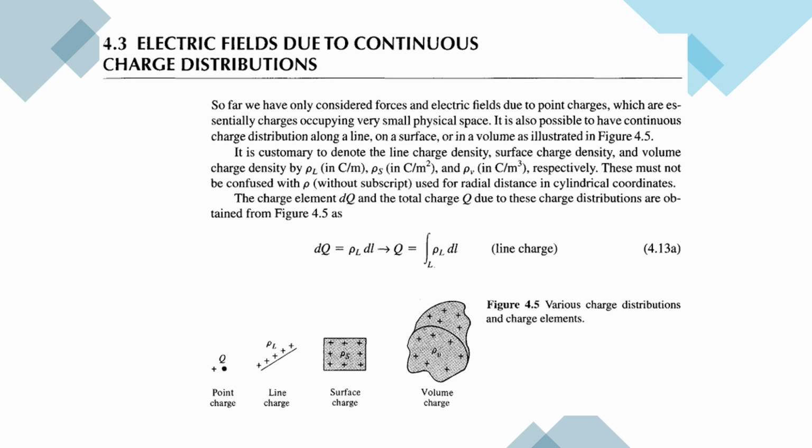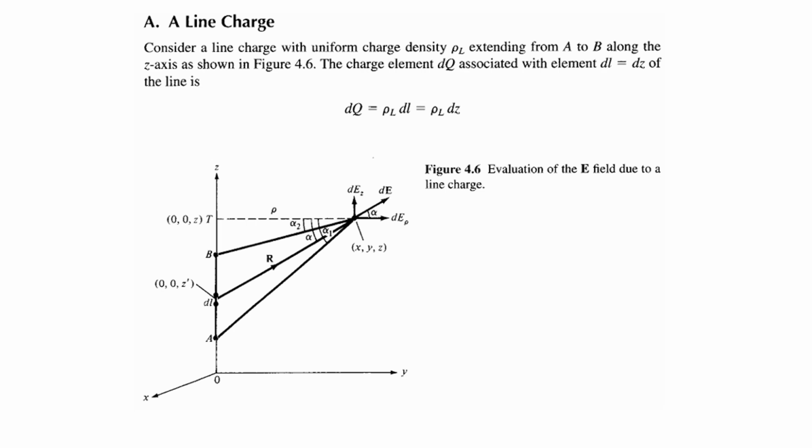Since we know the field intensity due to a small particle charge, suppose dq is a small charge. Because of the dq, definitely your electric field intensity E will be kq divided by r square. So dq can be written as rho into dl. Rho is the charge density, and dl is a small length.